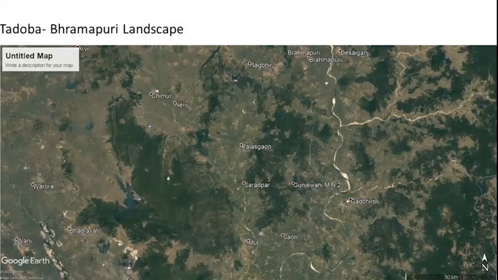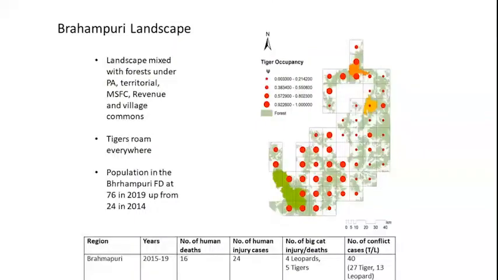So in 2014 we did an estimation exercise, and as you see, on your left bottom, you see a solid green patch, that is Tadoba, okay, and then to the right and above, that is your Brahmapuri forest division, okay. Then there's a gap, and then there is green cover and some dots on the right side, right. Now the gap is the Wainganga River, okay?